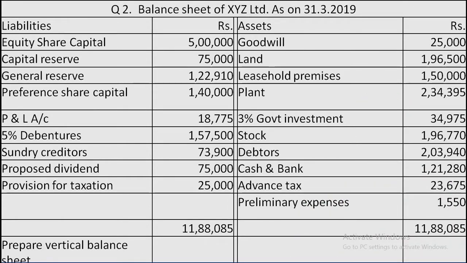After that we have stock, debtors, cash and bank and advance tax. These four items are covered under current assets, so we will mark CA for these four items. Last item on the asset side is preliminary expense. This will be covered under miscellaneous expenditure heading. So just write MISC, miscellaneous.